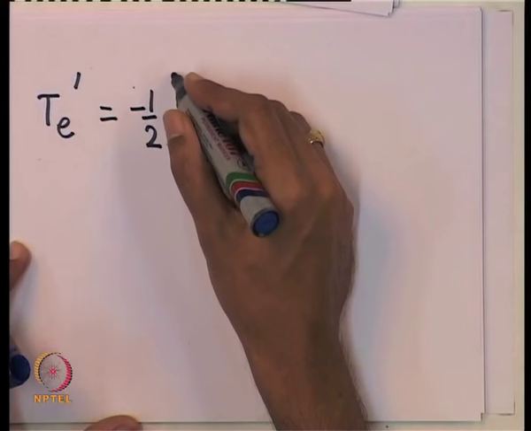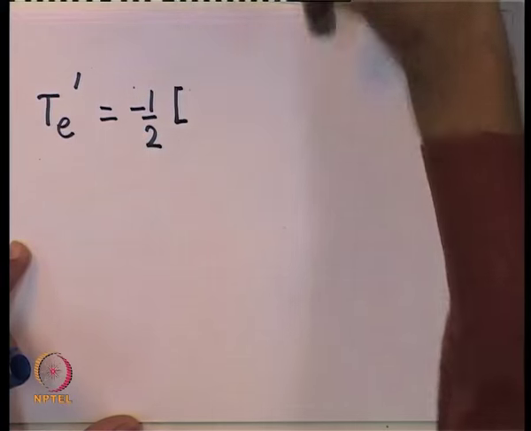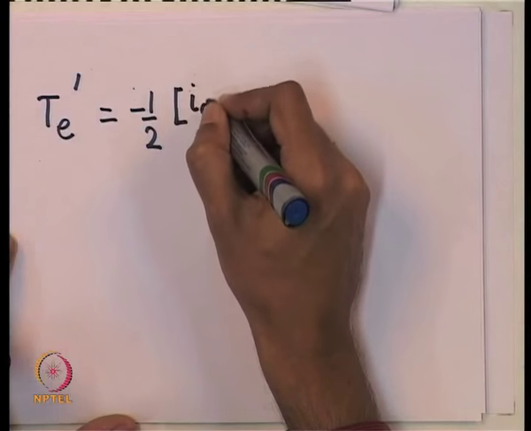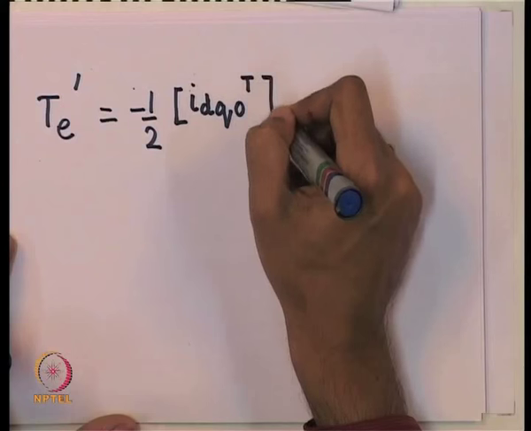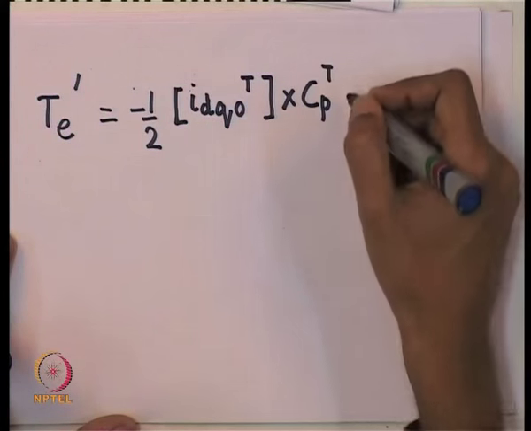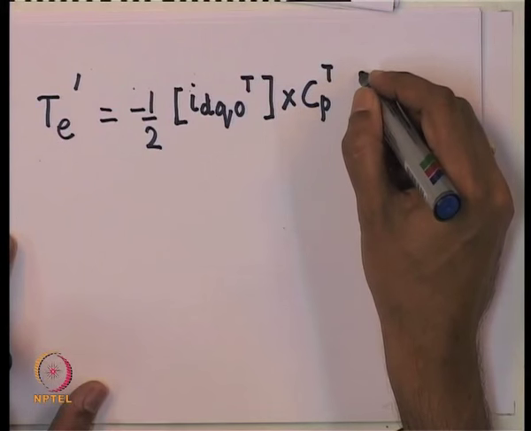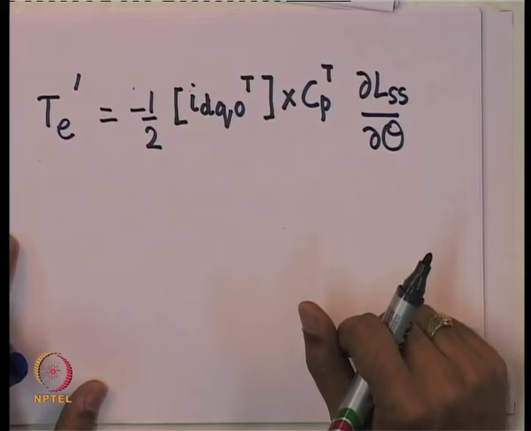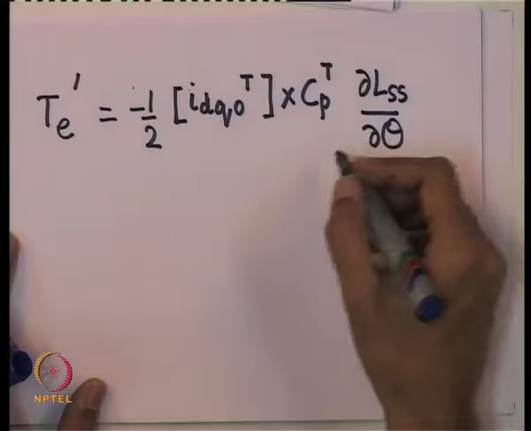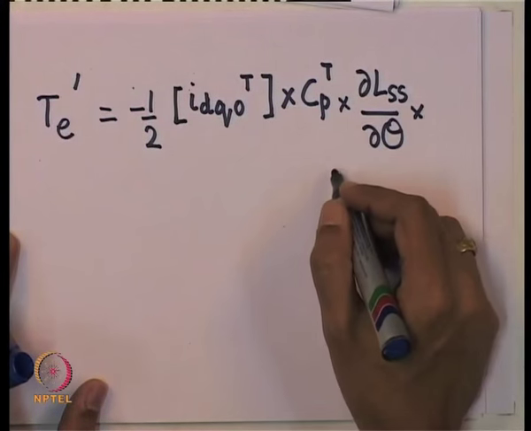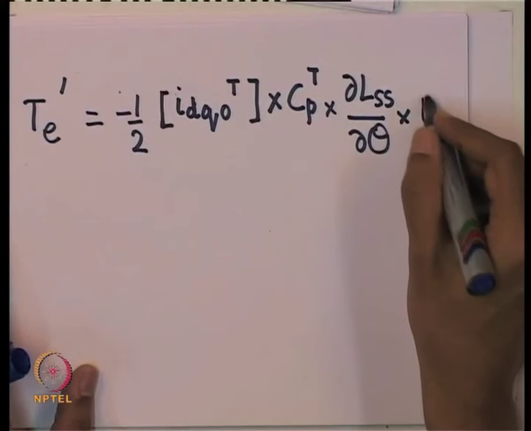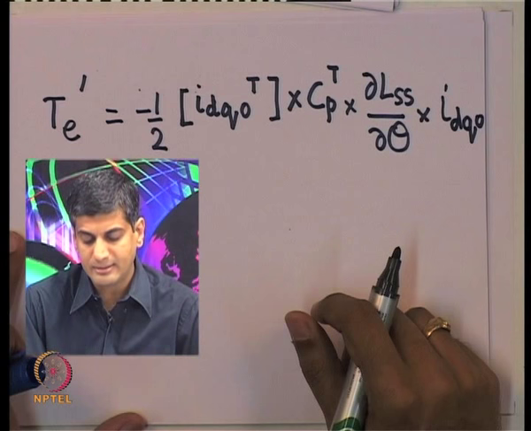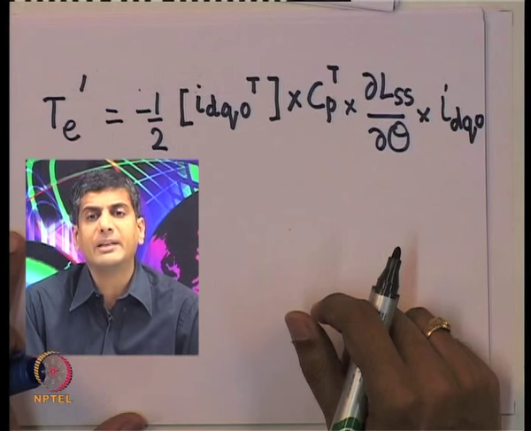Half. So, I substitute here. So, I have got Is transpose here. So, I will have to write Is, remember, is Ia, Ib, Ic. So, I can write this as Idq0 transpose into Cp transpose, okay, into the partial derivative of Lss with respect to theta. Lss, remember, is the submatrix of the original L matrix, into Idq0. Is here is Cp into Idq0. Inadvertently, we have just written Idq0.